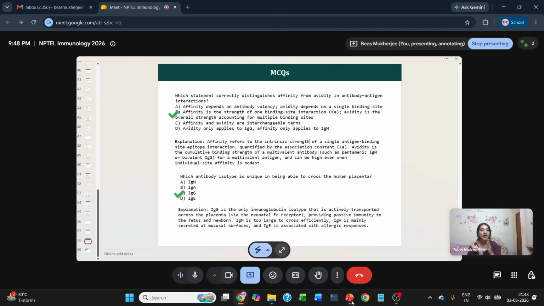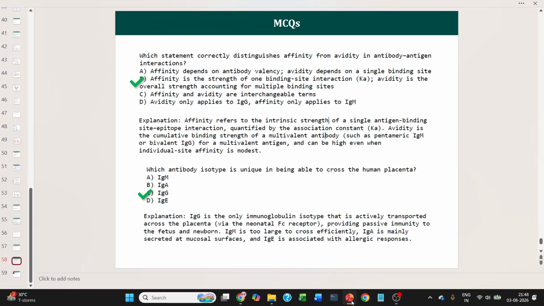Which antibody isotype is unique in being able to cross the human placenta? It is IgG, right? This is the only one that can cross the human placenta.